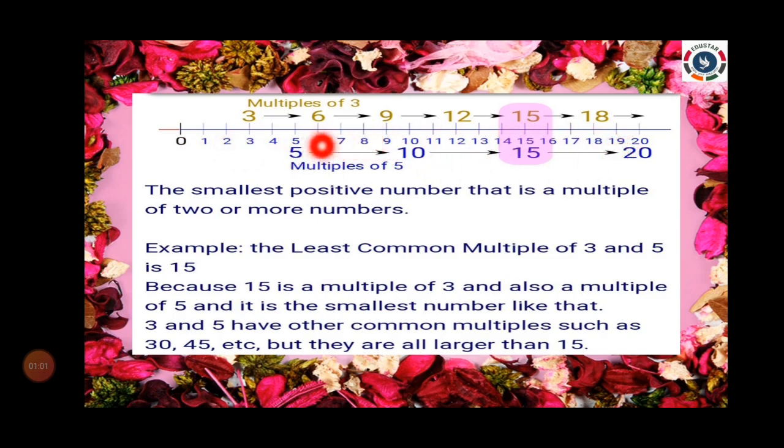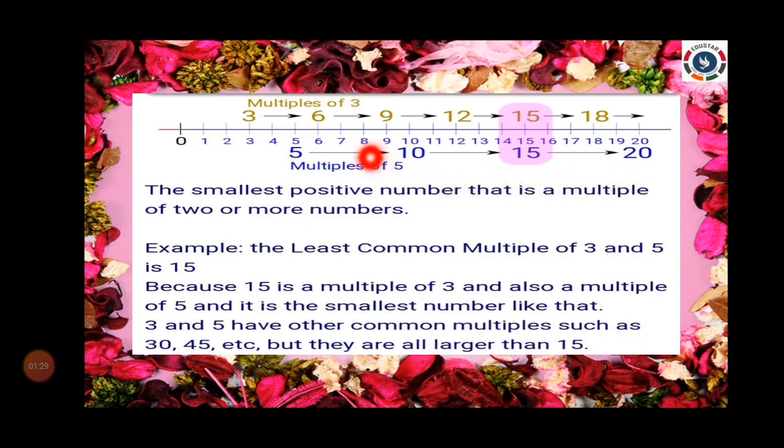Above the number line, multiples of 3 are given, and below the line, multiples of 5 are given. Multiples of 3 means the 3 times table. 1 3 is 3, 2 3s are 6, 3 3s are 9, 4 3s are 12, 5 3s are 15, 6 3s are 18. And here multiples of 5 are given. 1 5 is 5, 2 5s are 10, 3 5s are 15, 4 5s are 20.